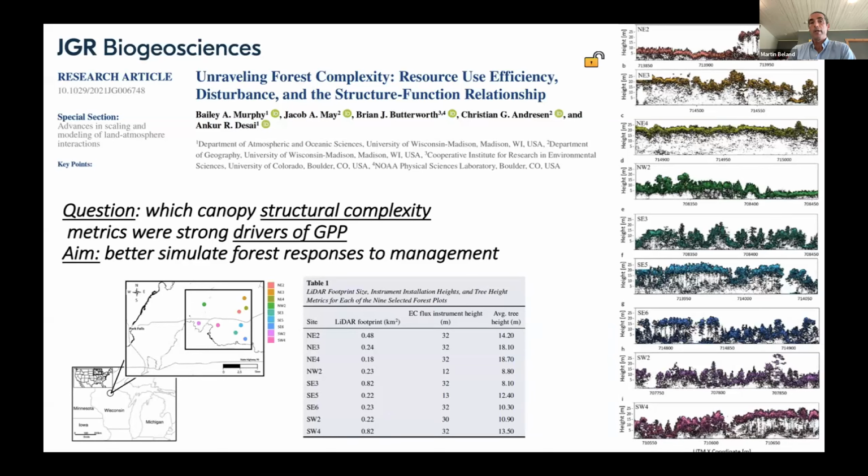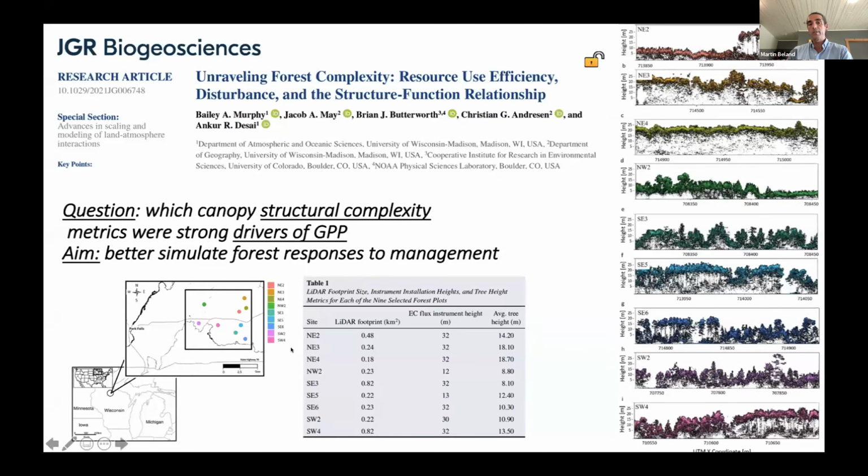The second example is from a site where there were multiple flux stations installed in areas that had different forest treatments that were brought to the site. So they use the UAV to fly each of these sites individually and derive metrics related to structural complexity, and they wanted to relate those to GPP at the different sites. And this is an interesting application.